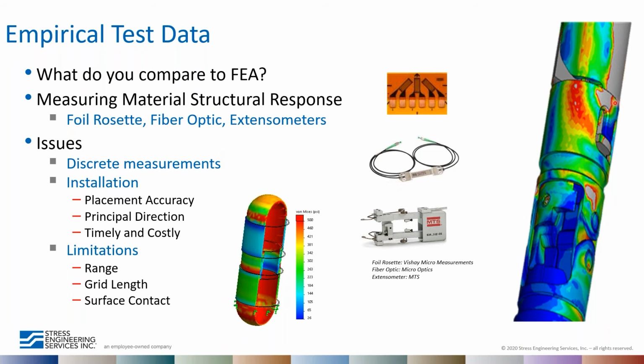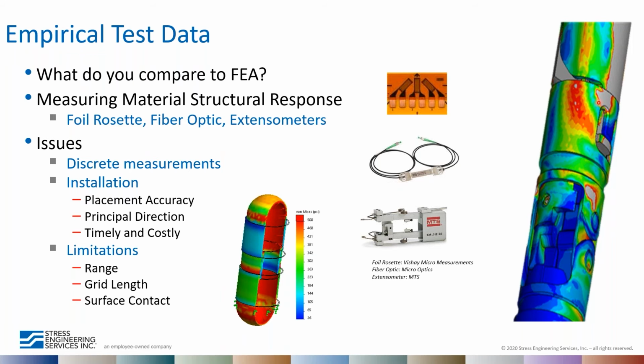So if you're trying to pick up peak stress here as a result of this hole, but the gauge is laid off of there, you may not be getting the data that you think you're getting. And also the principal direction is important. So the gauge may be in the right location, but if the grid rosette is in the wrong direction, you can get data that's not correct or different than you think. And the installation is also somewhat timely and costly.